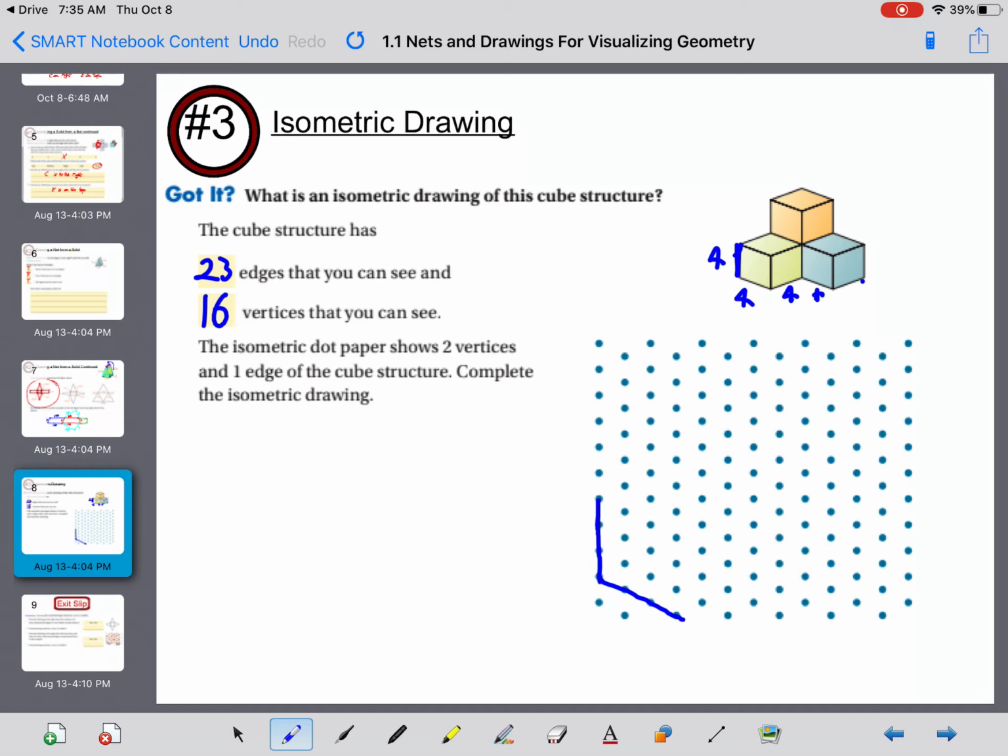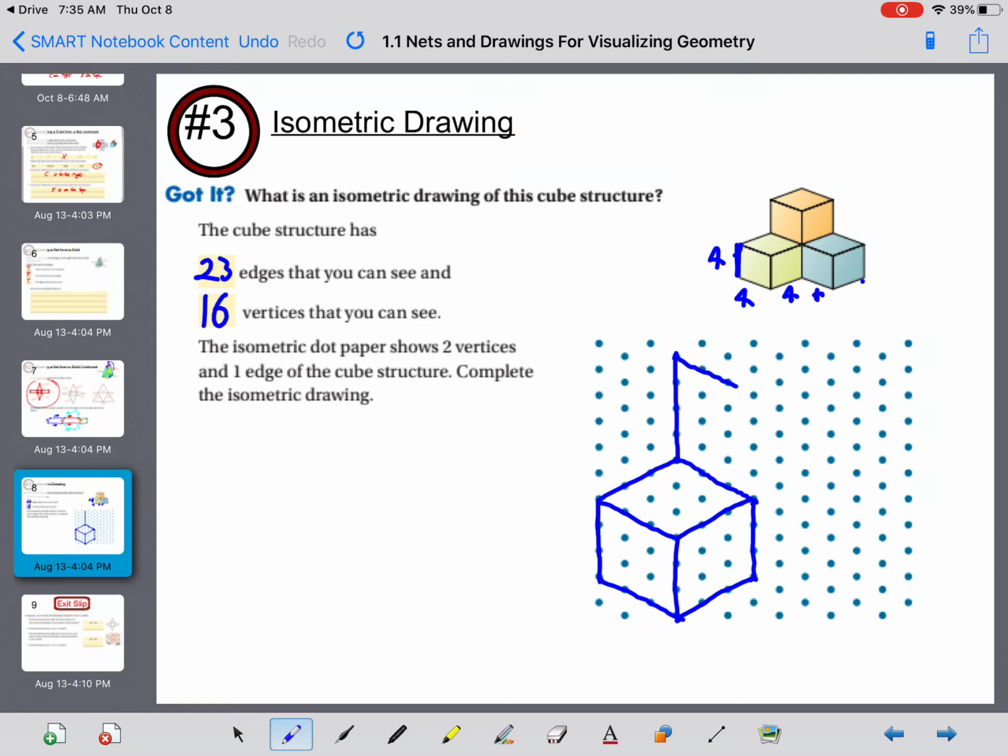Oh, nice. Here's your 4s. 1, 2, 3, 4. 1, 2, 3, 4. 1, 2, 3, 4. And there's your first cube. I'm going to continue to do the second cube.